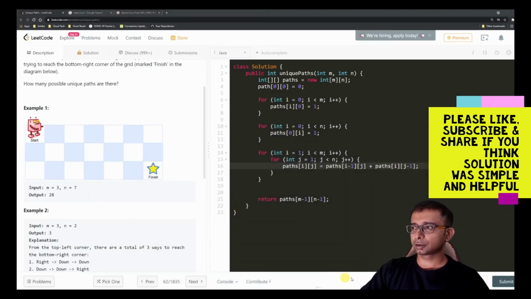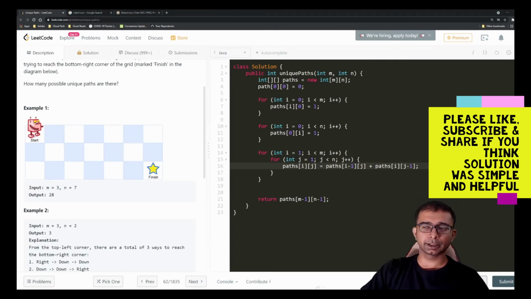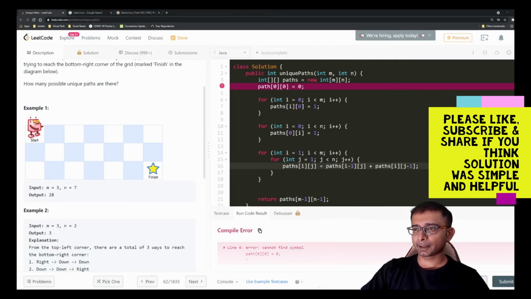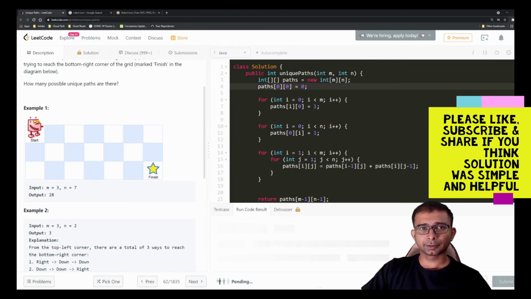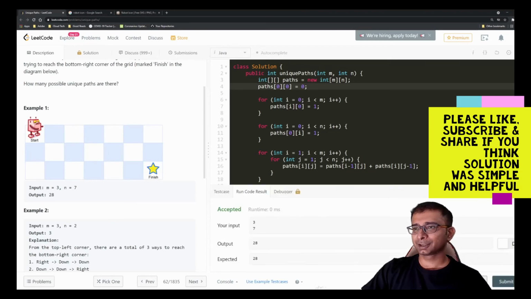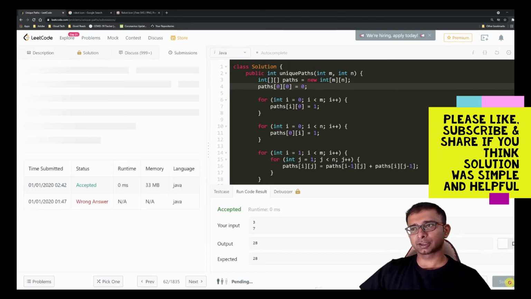So let's submit and check. I have to make some mistakes, otherwise it doesn't work out for me. So yeah, it's been accepted. We have the output 28 that we are looking for. Let's submit and check for a broader range of test cases.